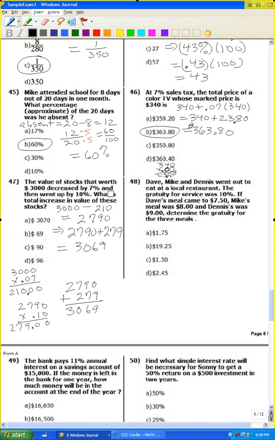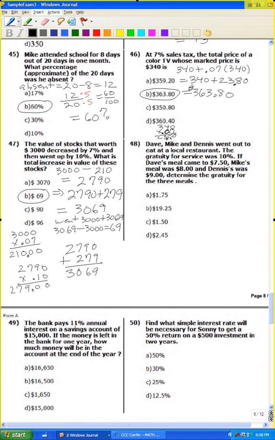What was the total increase in the value of stock? So you went from $3,000 to $3,069. So to find the increase, you just subtract. 3,069 minus 3,000 is $69. So you made $69. 48.